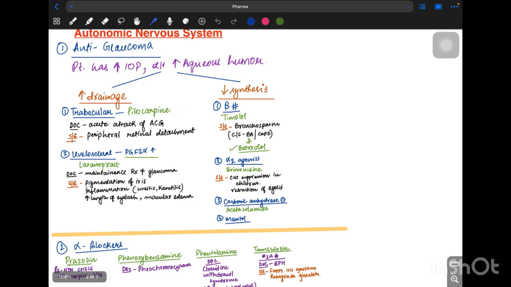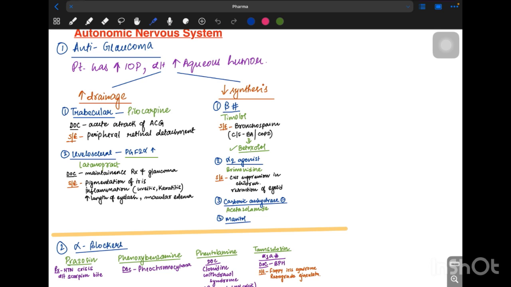So how can we increase the drainage? Drainage is of two types, trabecular drainage and uveoscleral drainage. So for trabecular drainage, we will give the drug pilocarpine, and it is the drug of choice for acute attack of angle closure glaucoma. What is the side effect of pilocarpine? It causes peripheral retinal detachment.